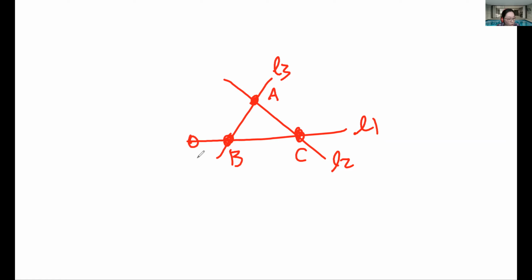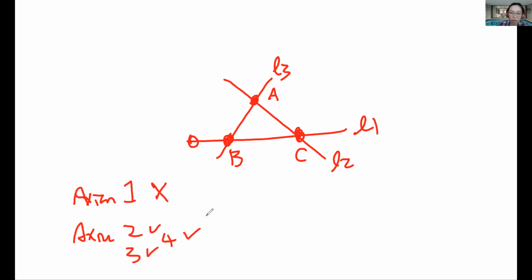And parts C, D, E, F use the same logic. Take C, for example. You want to use one model to show that axiom 1 is independent. If you already know the logic of the textbook example, essentially what you need to do is come up with a picture where axiom 1 is wrong, but axioms 2, 3, and 4 are all correct.